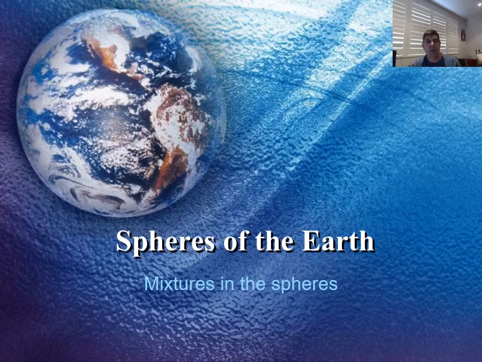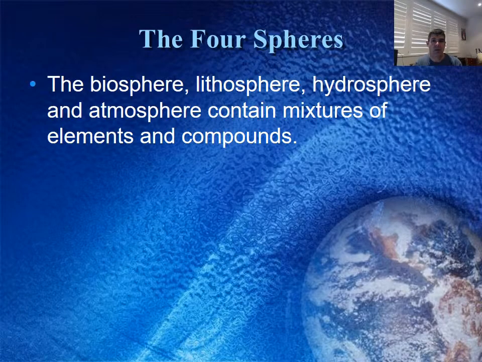Today we're going to be having a look at the spheres of the earth. So we've already started to have a little bit of a look at the particle model. Today I want to start to throw in some of the different ways in which we look at the chemistry of the earth. So the first thing we need to do is to identify the fact that the earth has four main spheres. And these four spheres are the biosphere, the lithosphere, the hydrosphere, and the atmosphere.